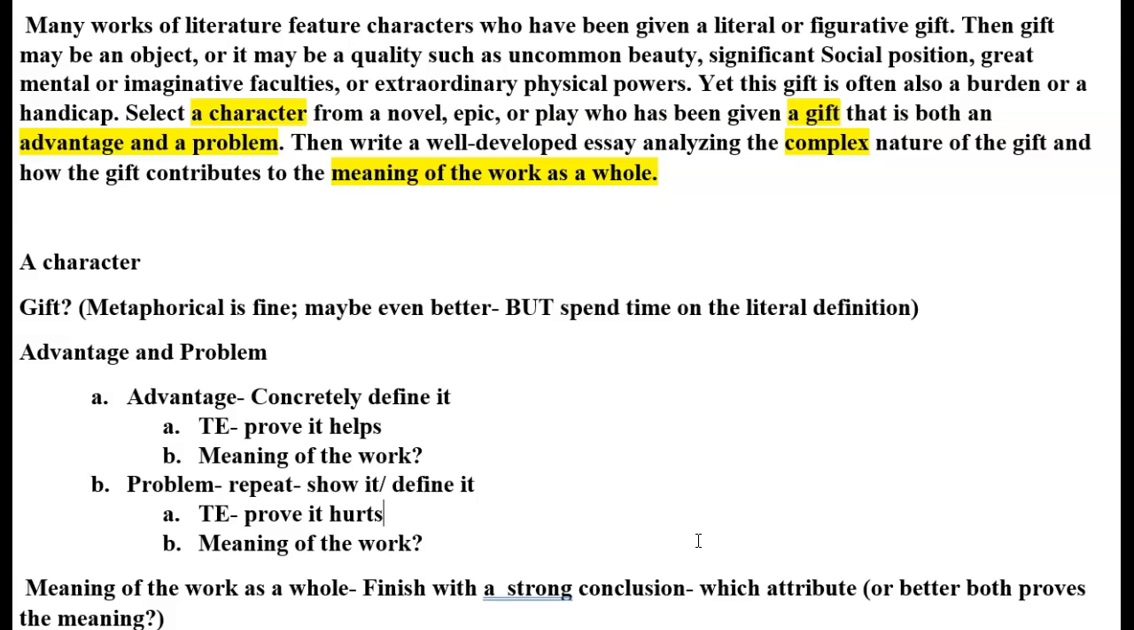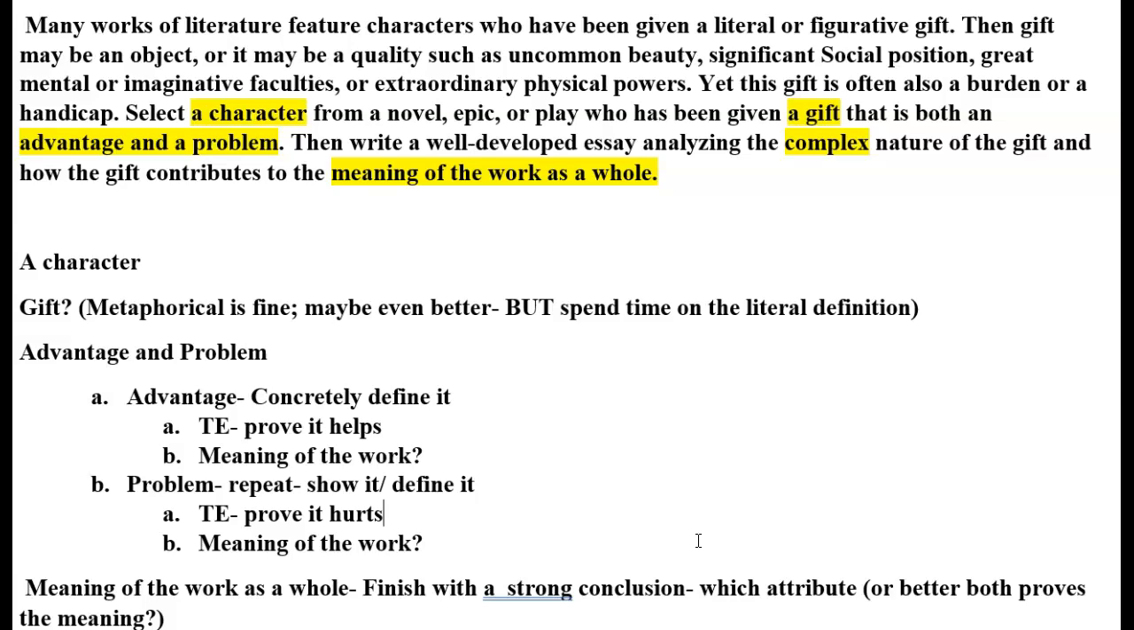So as I've mentioned many, many times, it's really crucial that you take time to parse the prompt. So this one again, similar to the one yesterday, says select a character. That means just one. So don't bring up other characters unless you're using them to prove an aspect of this character's personality. And it says choose a character who's been given a gift. So again, don't read the list of prompts or the list of novels below. It's a waste of your time.